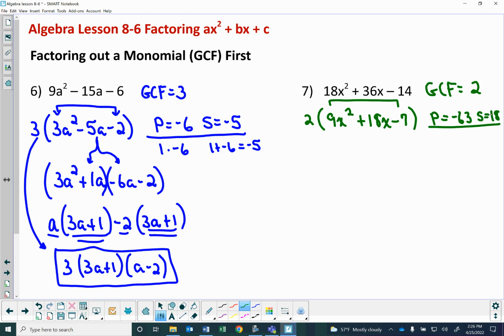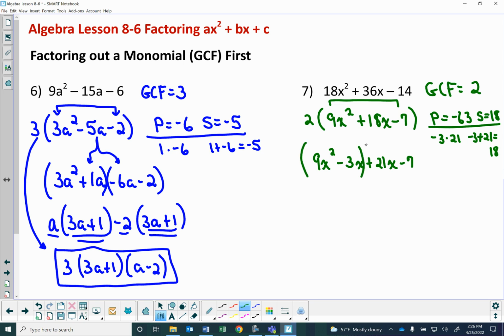Okay, so I'm like, 1 and 63, no. 63 is not divisible by 2, but it is divisible by 3. So let's try negative 3 times 21. Negative 3 plus 21 is equal to positive 18. That works. So let's rewrite 9x squared plus 18x minus 7. So we have 9x squared. 18x gets rewritten as negative 3x plus 21x minus 7.